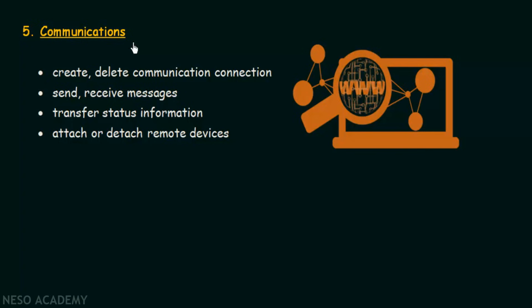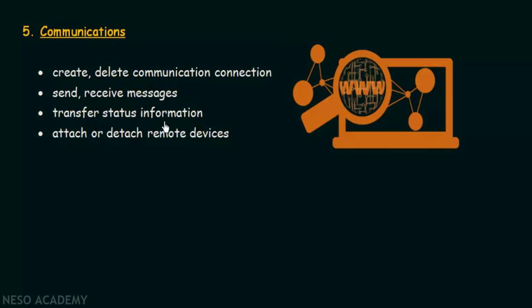For example, we have create or delete communication connection. When two processes are going to communicate with each other, there needs to be a connection between them. So we need to create the connection, and after the communication is complete, we need to delete the connection. For creating and deleting the communication connection, we need system calls, and this is an example of that. Then we have send or receive messages. As the processes communicate with each other, they may need to send or receive messages from each other. So this is another example of that system call.